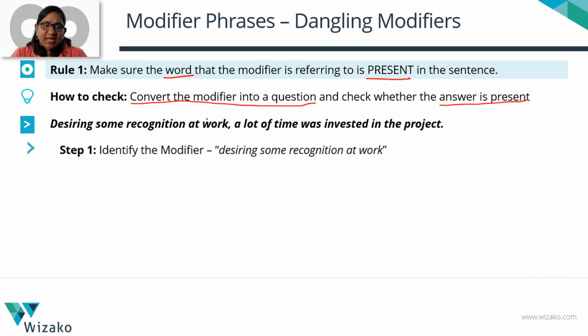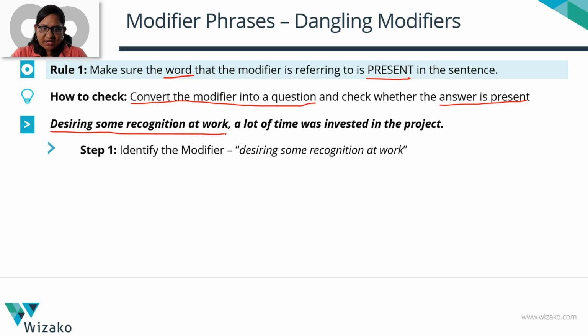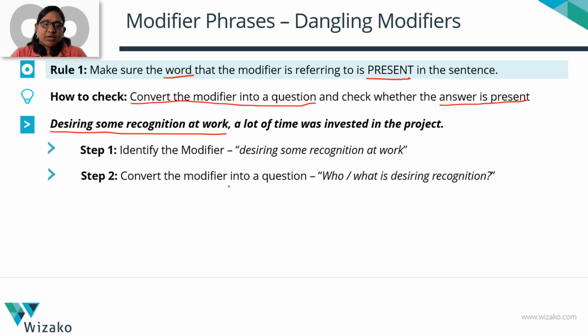First, start off by identifying the modifier. What's the modifier in the sentence? Desiring some recognition at work is our modifier. Alright, let's take this modifier and convert it into a question and see what the modifier is referring to. Alright, so that's our next step. Convert it into a question. Who or what is desiring this recognition at work?